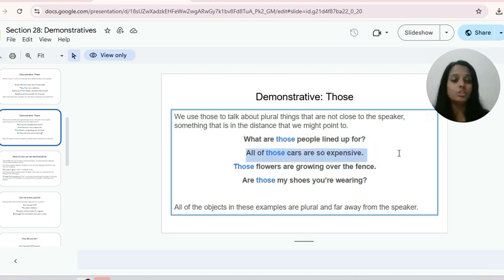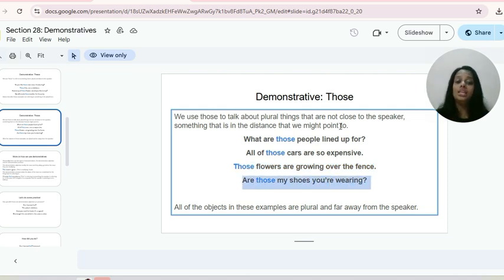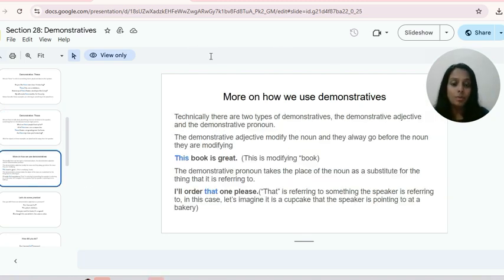All of those cars are so expensive. Like, you're talking to a person who's near to you, pointing out to a distance and saying that all of those cars are so expensive. Those flowers are growing over the fence. Are those my shoes you're wearing? So, in these examples, all the objects are plural and at a distance from the speaker. Got it? Now, let's see more usage of demonstratives.